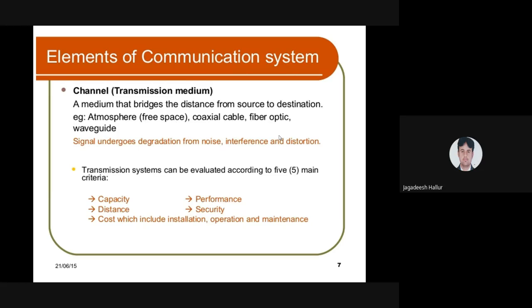One is how much is the capacity of that particular signal, and at what distance we are transmitting that signal. For a limited, small distance, we go for a wired connection. We go for wired communication for short distance communication, and for longer distance communication, we go for wireless communication.